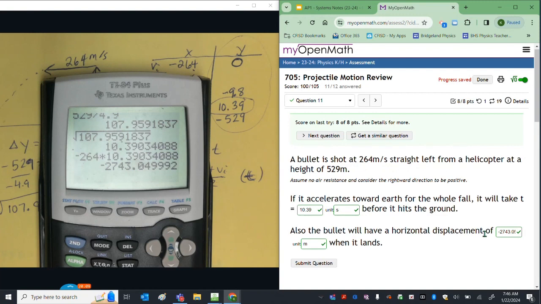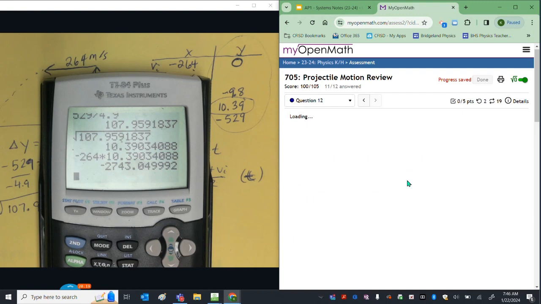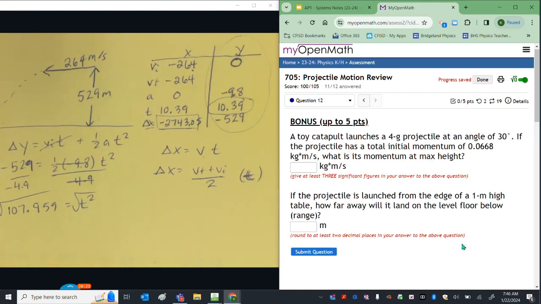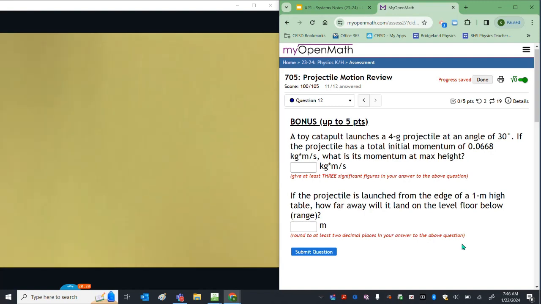Be careful with the signs here, because mine was shot to the left. I do have to put a negative sign on, but if yours is shot to the right, that's positive. You don't have to worry about the signs for yours. All right, the last question on here is a bonus question that I am giving you to see if you can figure out how to do it. If you look at the warm-up question that's posted for today, there is one similar to this, so I would encourage you to look at it, but let's go ahead and take a look at this one.